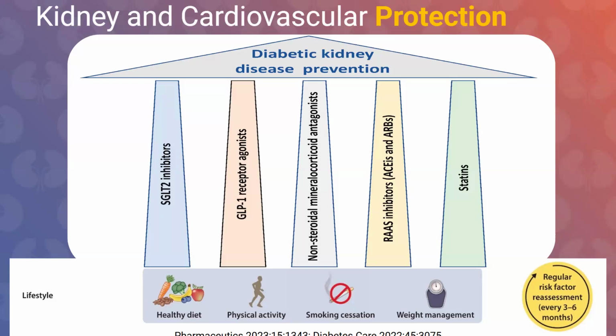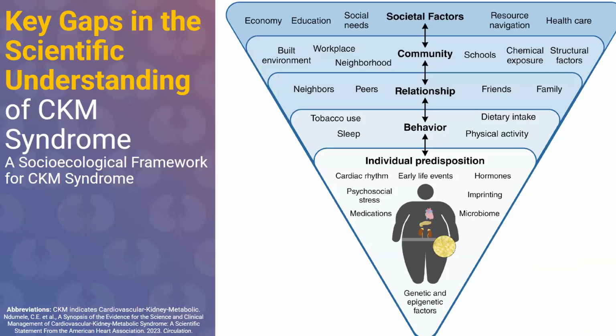And I think my last 2 slides are next. So this is my second to last slide. Again, there are gaps in the scientific understanding in the socio-ecologic framework. It's not only about individual predisposition and multiple factors, including genetics and many other stresses, and microbiome is another huge topic, hormones, early life events.